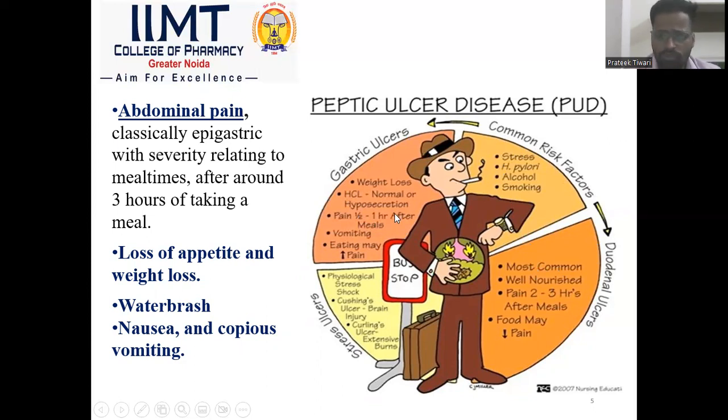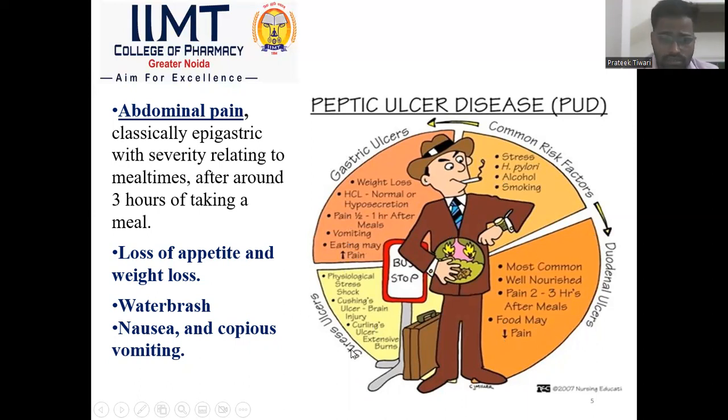So this is a major difference. We can differentiate: in the case of gastric ulcer, eating may increase the pain, but in case of duodenal ulcer, when we eat food, it decreases the pain. So this is the basic difference between gastric ulcer and duodenal ulcer.